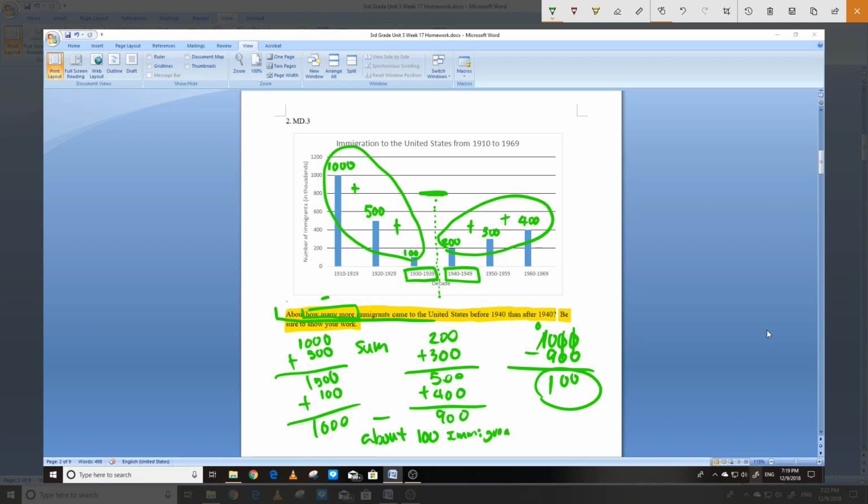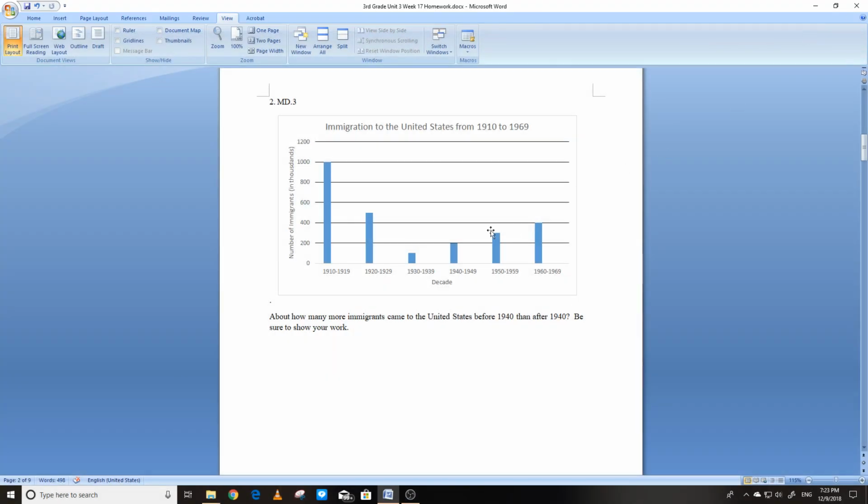immigrants came to the United States before 1940, then after 1940. Okay, that's it. Thank you so much. That's how you do number 2.